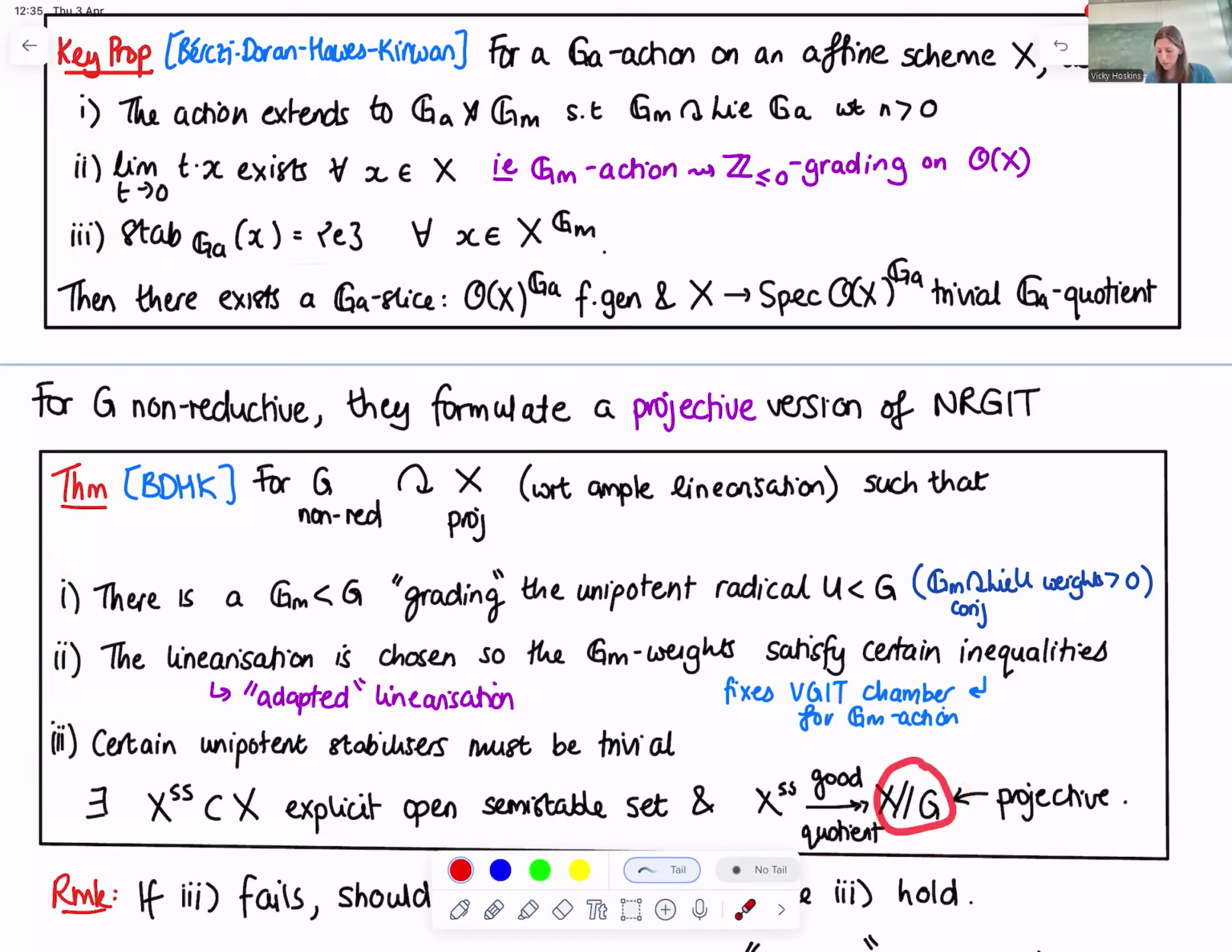And so the idea is that when this fails, you should try and blow up, a bit like the Kirwan desingularization for reductive GIT quotients, to make these stabilizers as trivial as you can, so constant dimensional or something like this. And this is kind of the tricky point to this. But you're going to see in a few minutes, I'm going to explain that by taking a more relative approach, you don't need to blow up.